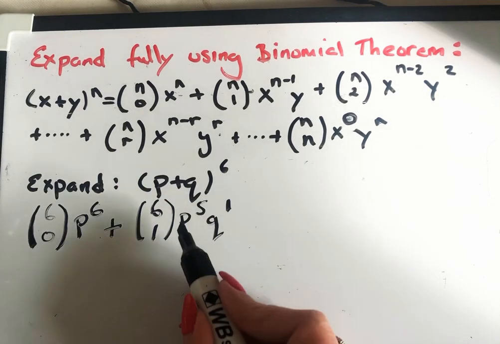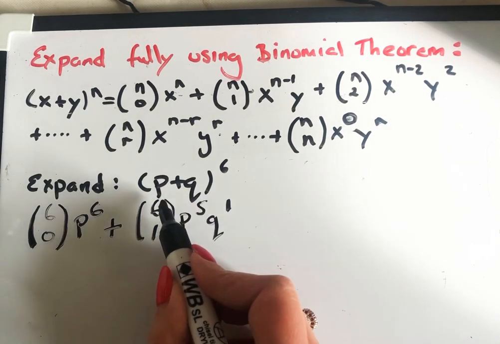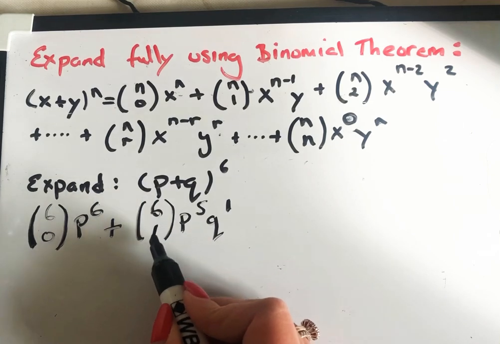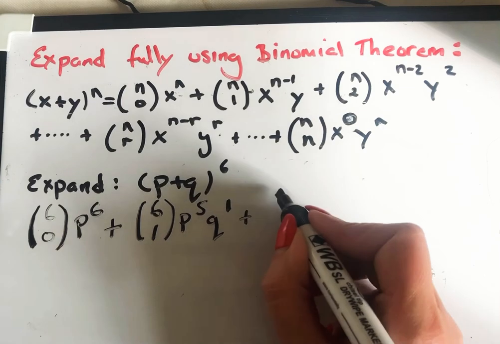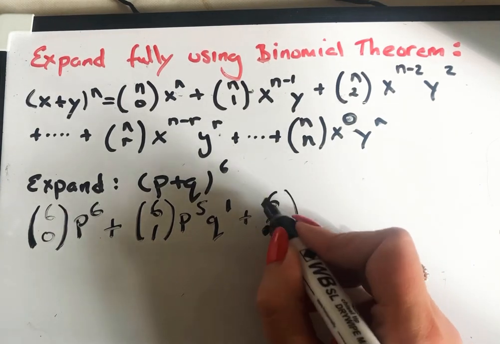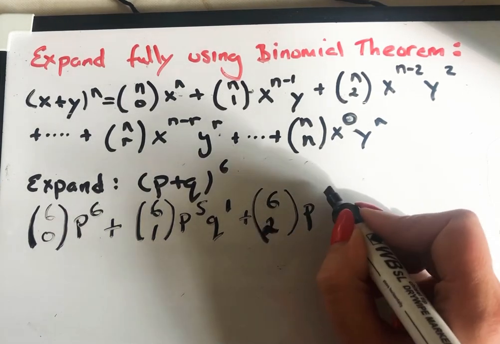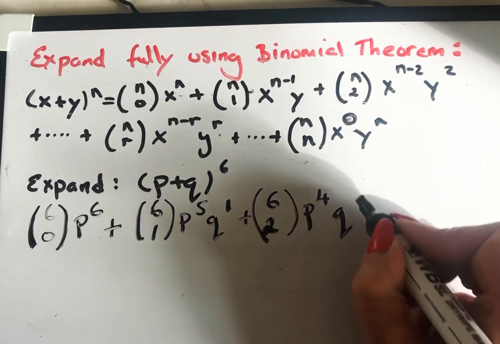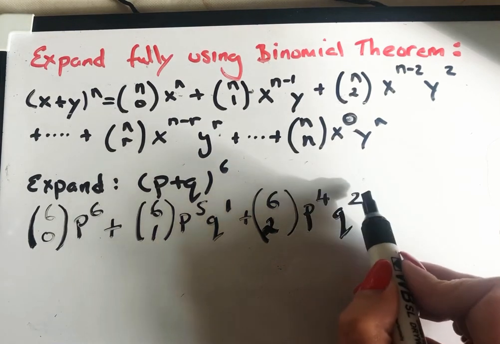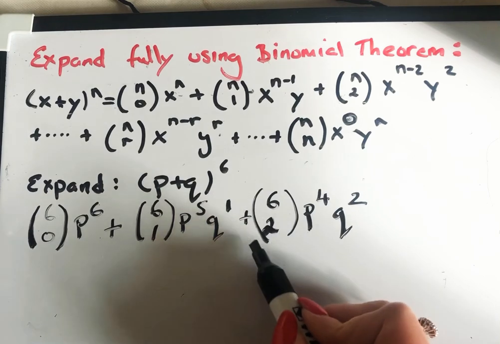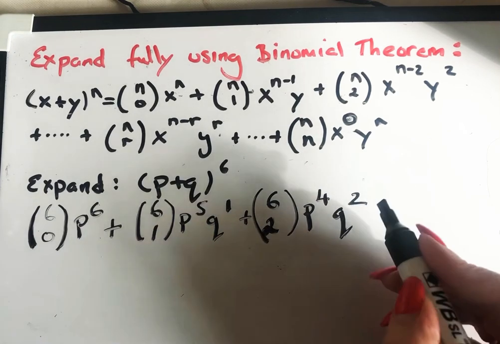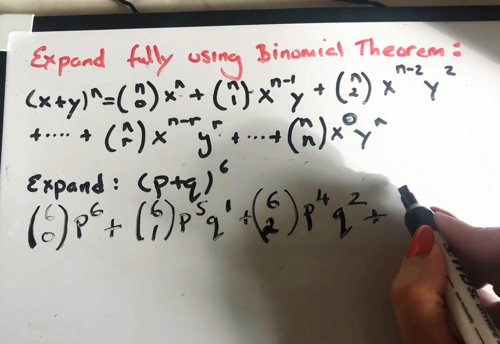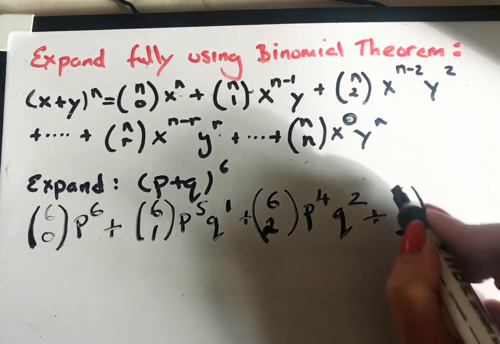So you can see here that 5 plus 1 adds to give the 6, and this 1 is represented as the 1 over here. Plus 6 choose 2. We're going down again, so P to the 4, Q to the 2. Again, 4 plus 2 is 6, and the bottom number here, which is 2, is our value of the power up here for the Q. Plus 6 choose 3.